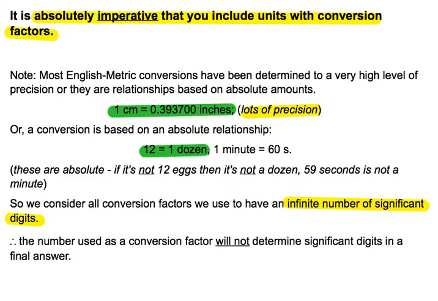So the take-home message here is that the number used in a conversion factor will not determine sig figs in your final answer. That's very important. So you pretty well always go to your question and a value given in your question to set the number of sig figs.